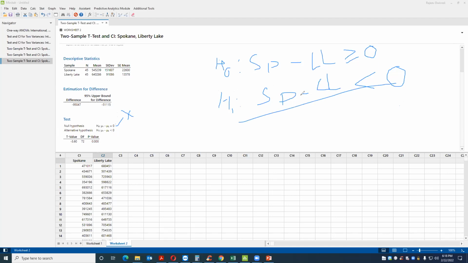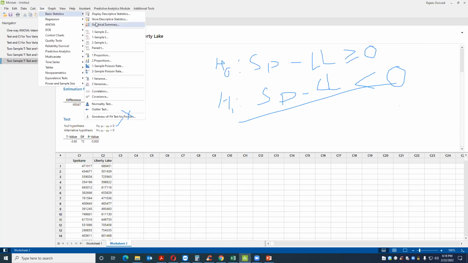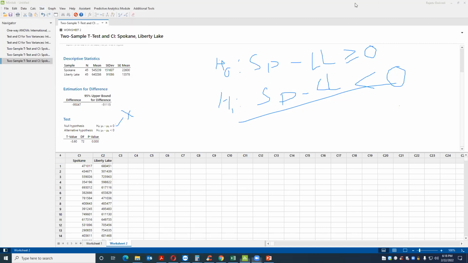So this is two sample hypothesis testing. You can compare two salaries, I mean, any numbers based on this situation. So this is simple hypothesis testing, and now I'm going to go over some of the other options. So this is one case where you have two independent samples. Spokane is different, Liberty Lake is different. They are not dependent on each other.